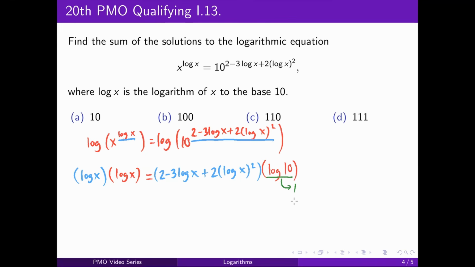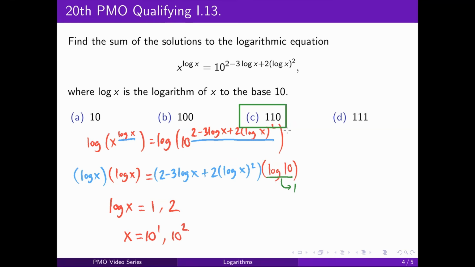So when you simplify, you should eventually get a quadratic equation in terms of log x. And when you solve this quadratic, you should find that the two roots of the quadratic are 1 and 2. But we're looking for x, right? We're solving for x, not log x. So we still have to solve for x. And since we know that the base is 10, that means the values of x are 10 raised to 1 and 10 raised to 2. So together, the sum of the solutions would be 110, or letter C.